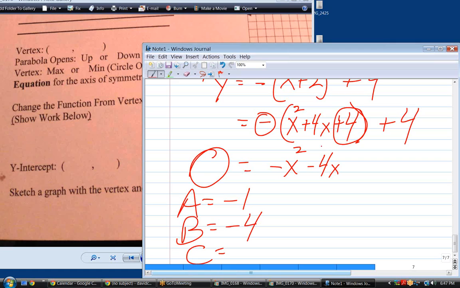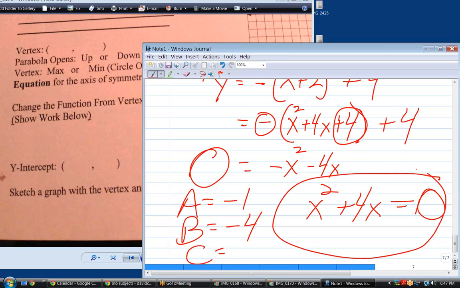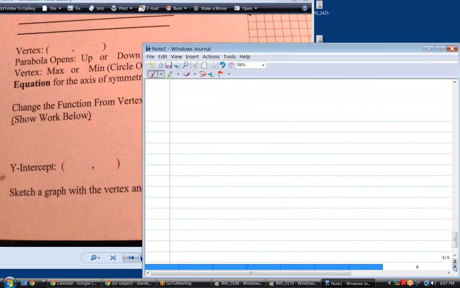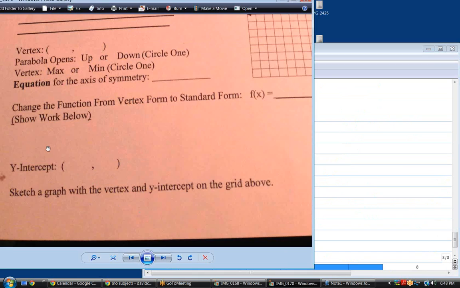Now, you could also do one other thing here, and that's divide everything by negative 1, so you end up with x squared plus 4x equals 0. And that's also in standard format. Alright, so all we did to convert it to standard format was to multiply it out and then simplify and combine terms.